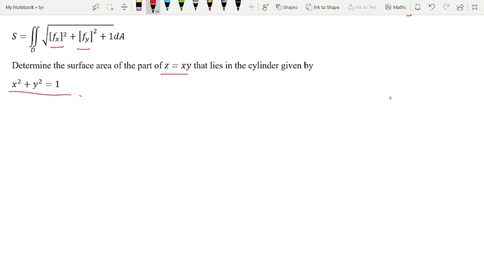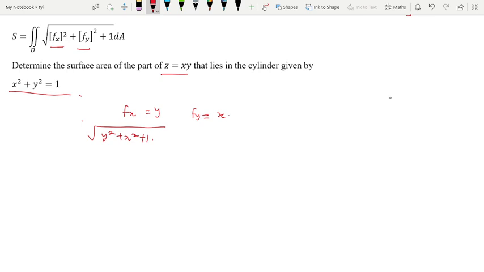But first of all, we need Fx, we need Fy. What is Fx? If you differentiate this with respect to x, you get y. With respect to y, you're getting x. Is that not it? So our S will have our function in the square root be y squared plus x squared plus 1, right? So with this, we only need our region.